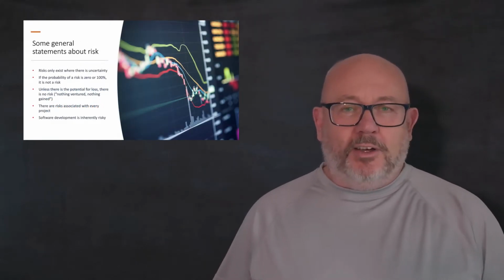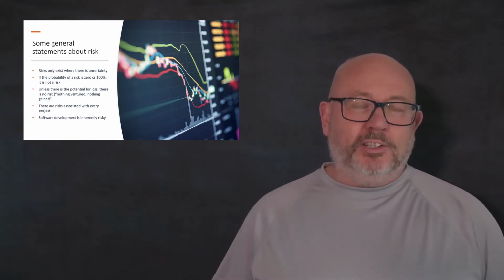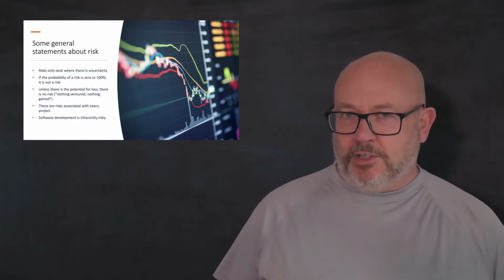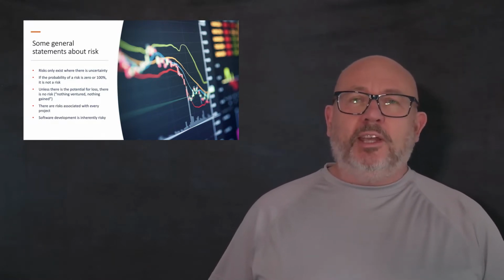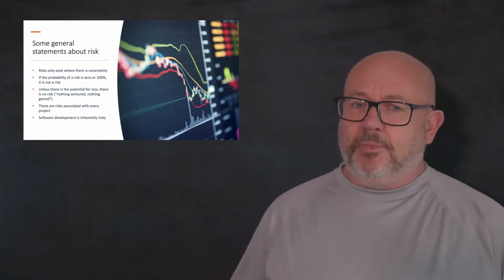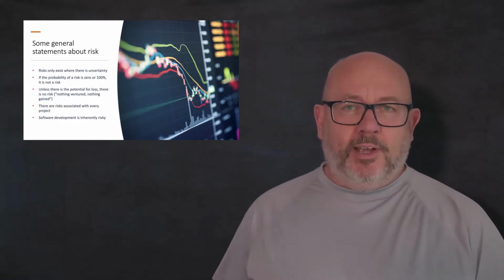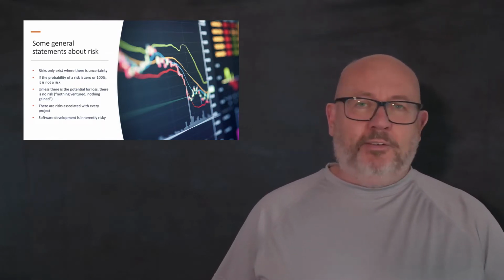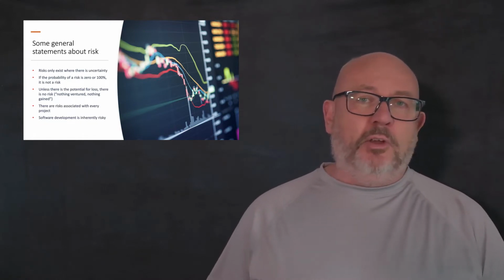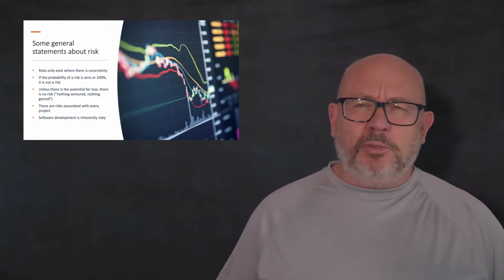Now, before I start on what risks are, let's look at some general statements about risk. What is and is not a risk? The first one is risks only exist where there's uncertainty. So, for example, if you identify something that could go wrong, but you believe that it is never going to happen, the probability is 0, well, it's never going to happen. So why worry about it?